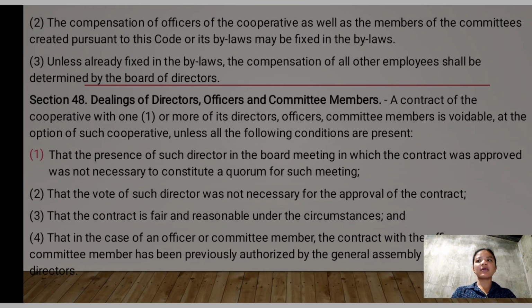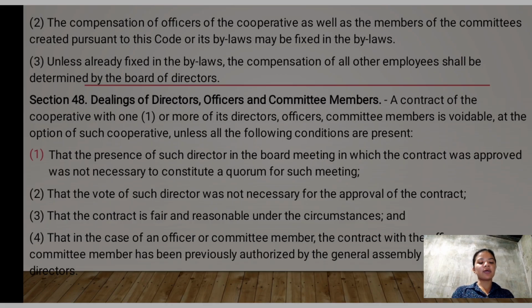Section 48, Dealing of directors, officers, and committee members. It specifies the conditions under which a contract between a cooperative and its directors, officers, or committee members is valid. First, a contract between the cooperative and any of its directors, officers, or committee members is voidable at the option of the cooperative unless all of the following conditions are met.